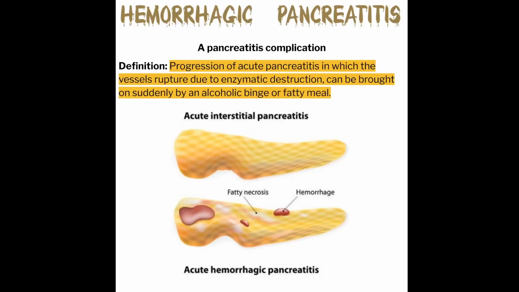Hemorrhagic pancreatitis occurs as a progression of acute pancreatitis in which vessels rupture because of the leaking of those enzymes from the pancreas.